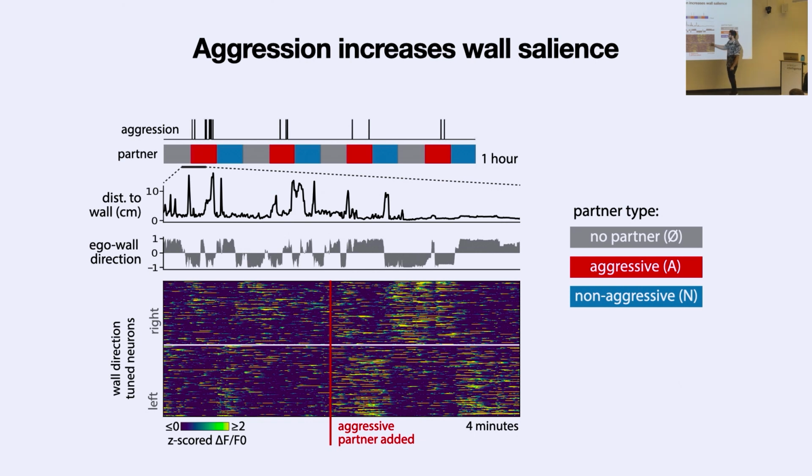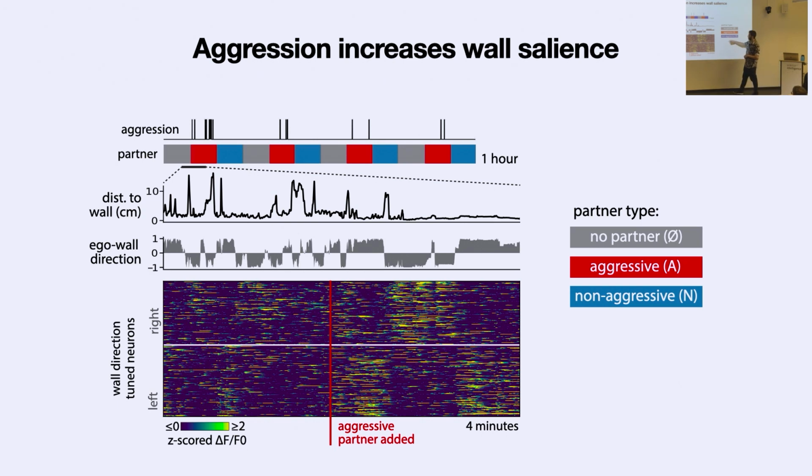And so here, for example, we did an experiment where we have a mouse, and then we either have no partner mouse, that's the gray, or we put in an aggressive partner or a non-aggressive partner. And up here, I'm showing instances of attack. So you can see that the aggressive partner in red tends to attack, whereas the non-aggressive partner never attacks.